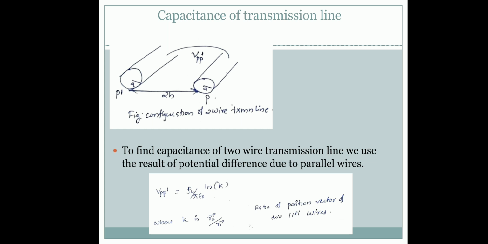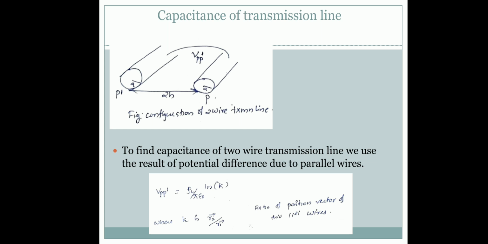So the potential difference due to parallel wires having density rho_L and minus rho_L. We are assigning that one conductor's density is rho_L and another conductor's density is minus rho_L. Then what is the potential difference between these that we are finding? That is V_pp' equal to rho_L by pi epsilon 0 log of k, where k is R2 by R1, that is the ratio of position vectors of the two parallel wires.